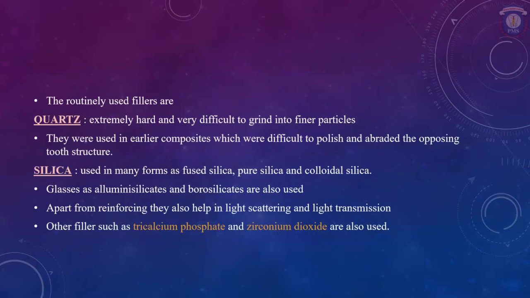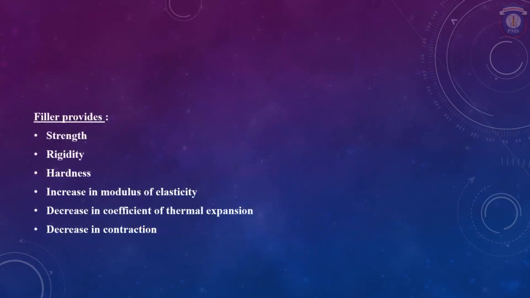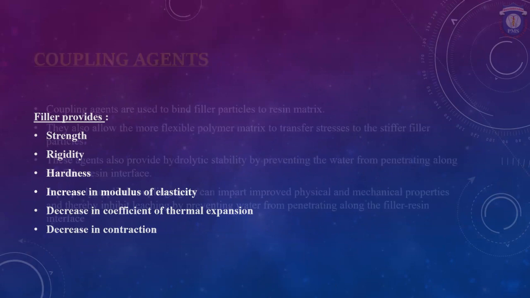The routinely used fillers include quartz and silica. Quartz is extremely hard and very difficult to grind into finer particles. They are used in earlier composites. Silica is used in many forms as fused silica, pure silica, and colloidal silica. Glasses such as aluminosilicates and borosilicates are also used. Other filler particles include tricalcium phosphate and zirconium dioxide. The filler provides strength, rigidity, hardness, increase in modulus of elasticity, decrease in coefficient of thermal expansion, and decrease in contraction.